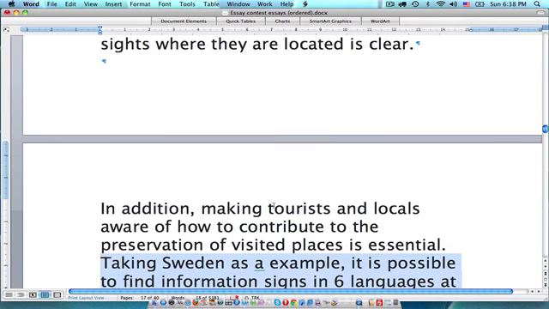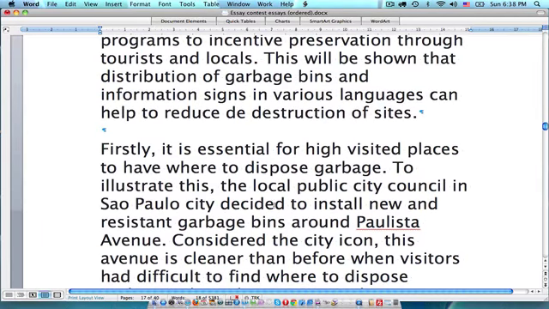Now please be careful of your lexical resources. So if I just go back up to the first one. "Firstly, it is essential for high visited places." Maybe a phrase like "perhaps highly trafficked places", or a word to that effect would work better. Now, "to have where to dispose garbage", this is very awkward, and we really need to come up with some different way to word this. So: "Firstly, it is essential for highly trafficked places to make garbage bins readily available." Something more like that. But "to have where", I think that's what you're trying to say, that they should have more of these around, but it's very hard to follow when it's worded like that.